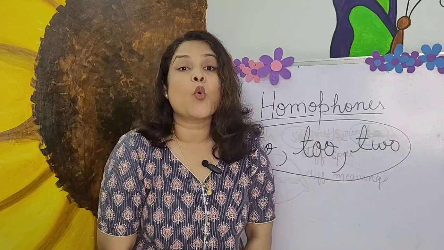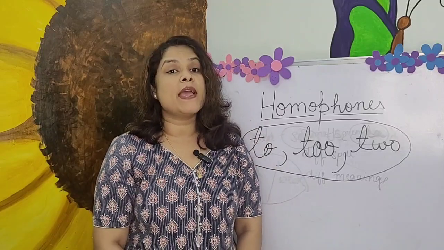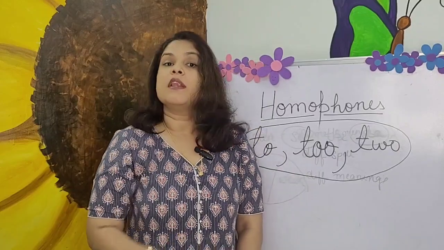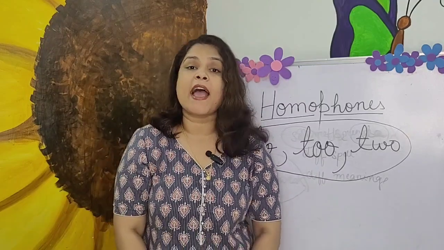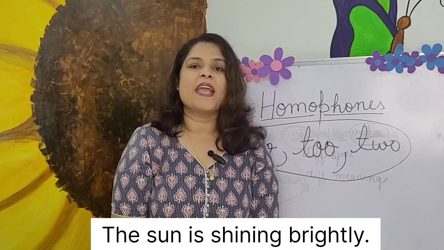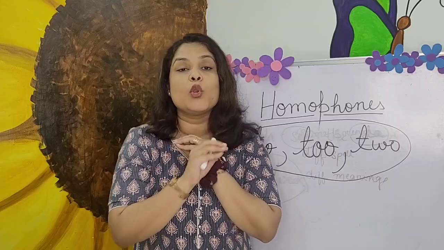So it is S-O-N, son, which is the male child. S-U-N, the heavenly body, which is shining bright in the sky. So now when you know the spelling, you exactly know which one to be used. He has two sons, S-O-N-S. And the sun is shining brightly in the sky, S-U-N. So how easy this becomes. So it is important, please use homophones in a sentence correctly. Otherwise, the sentence will have no meaning at all.